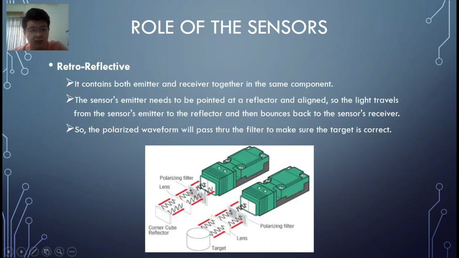The next sensor is the retroreflective sensor. It contains both emitter and receiver together in the same component. The sensor emitter needs to be pointed at the reflector and aligned, so the light travels from the sensor emitter to the reflector and then bounces back to the sensor receiver. The polarized waveform will pass through the filter to make sure the target is correct.